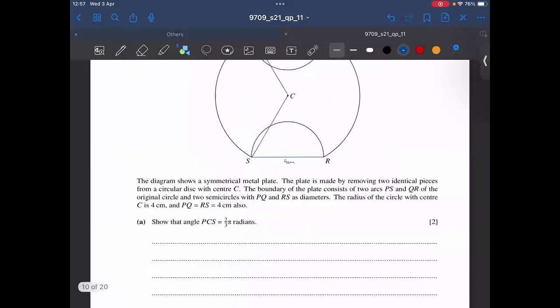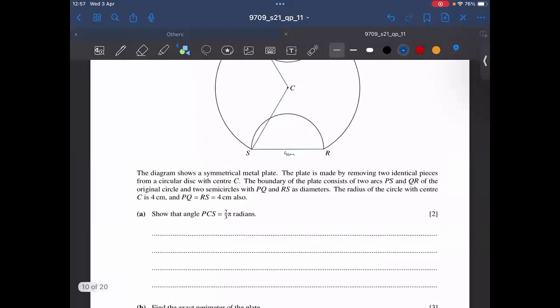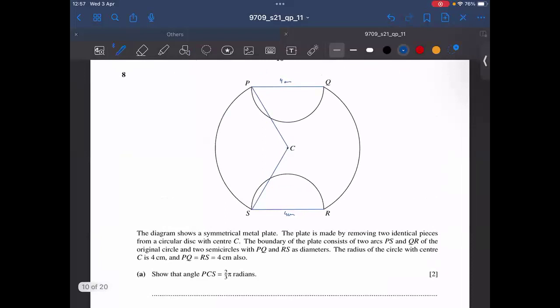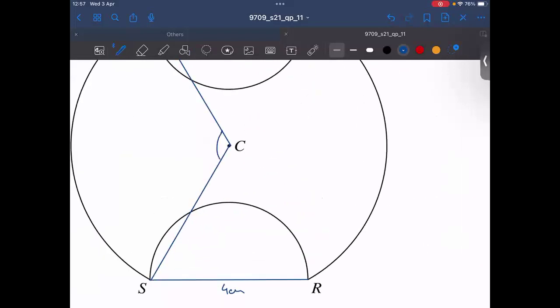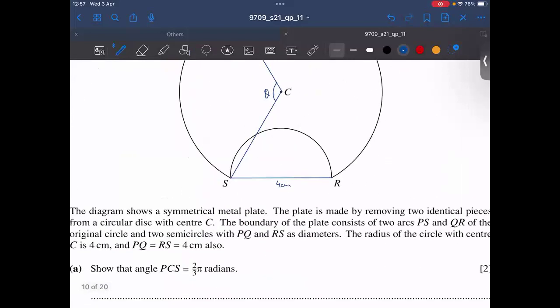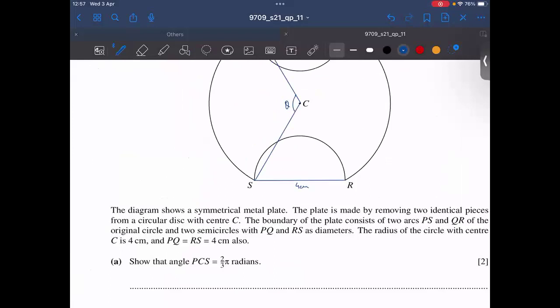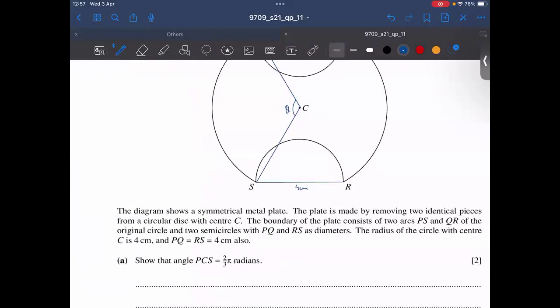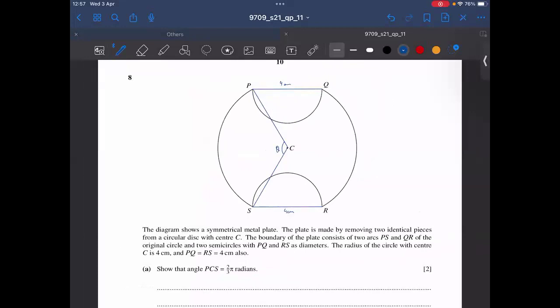Okay, fair enough. Let's see what they're asking. Show that the angle PCS is 2 pi by 3 radians. Yes, miss. How are we supposed to do this?